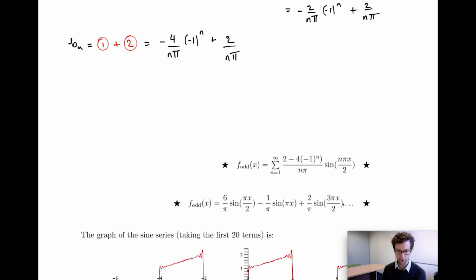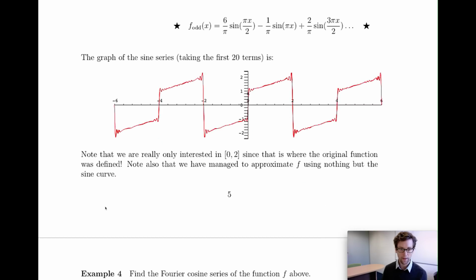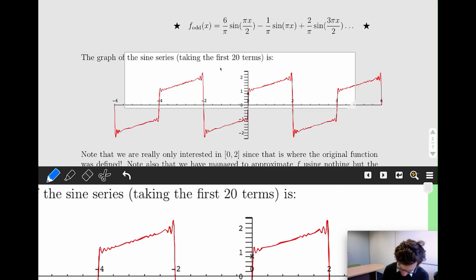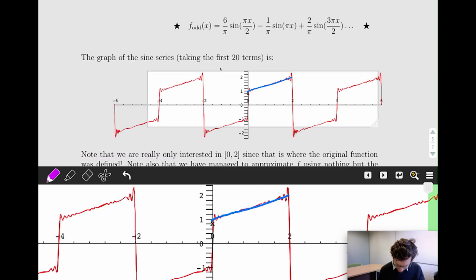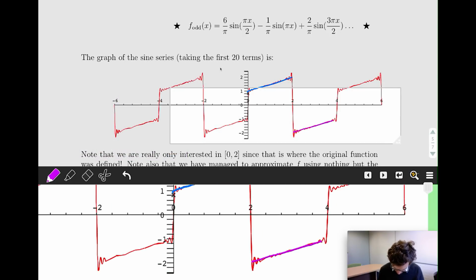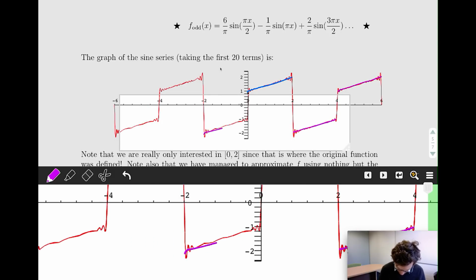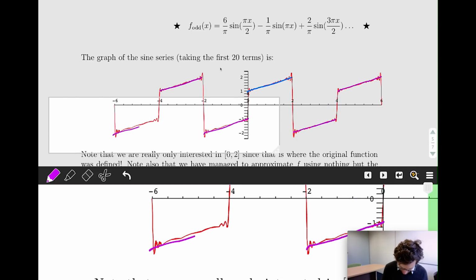Here's the first couple of terms, and I can actually sketch the graph of the first 20 terms here. So here it is, and you can see my original function is being sketched out here. Between 0 and 2, here's my original function. And then the periodic extension would have been something like this. So you can definitely see it's starting to match up. But the problem, of course, is that I have this effect at the discontinuities.